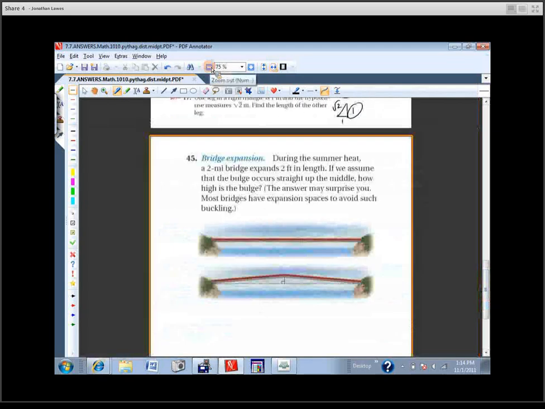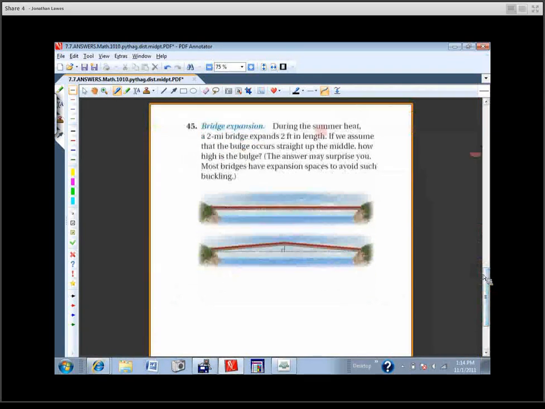Okay, you can write this down or not. I do want you to just at least watch. Let me make this smaller so we got some room to work. It says, during the heat, a 2-mile bridge expands 2 feet in length. If we assume that the bulge occurs straight up in the middle, how high is the bulge? So this is 2 miles from side to side. In the summer heat, it gets longer. It gets 2 feet longer. So that 2 feet, it's got to go somewhere, so it kind of bulges up in the middle.